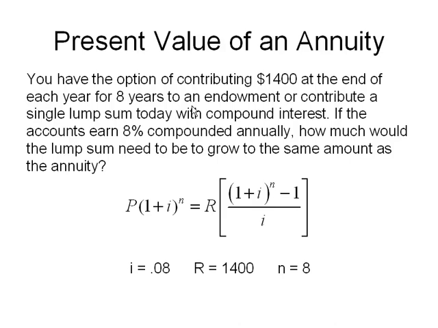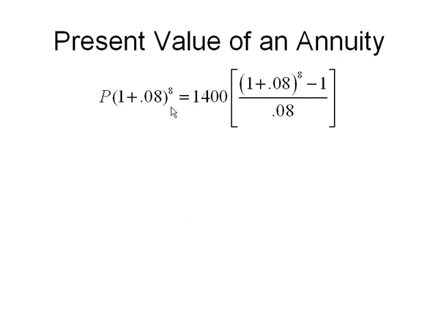So we're going to start with our formula: P times 1 plus I to the n equals R times the fraction 1 plus I to the n minus 1 divided by I. The interest rate per period is 8%, or 0.08, because everything's being done annually, so we don't need to divide it. Our R, our payments, are $1,400, and we're going to do 8 periods, corresponding to 8 years, all done annually. Plugging that in, I get P times 1 plus 0.08 raised to the 8th power equals 1400 times the fraction 1 plus 0.08 to the 8th power minus 1, all of that divided by 0.08.